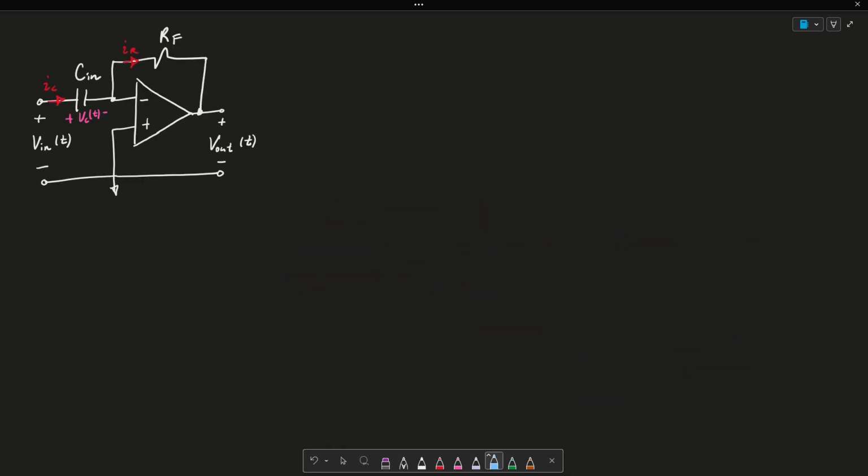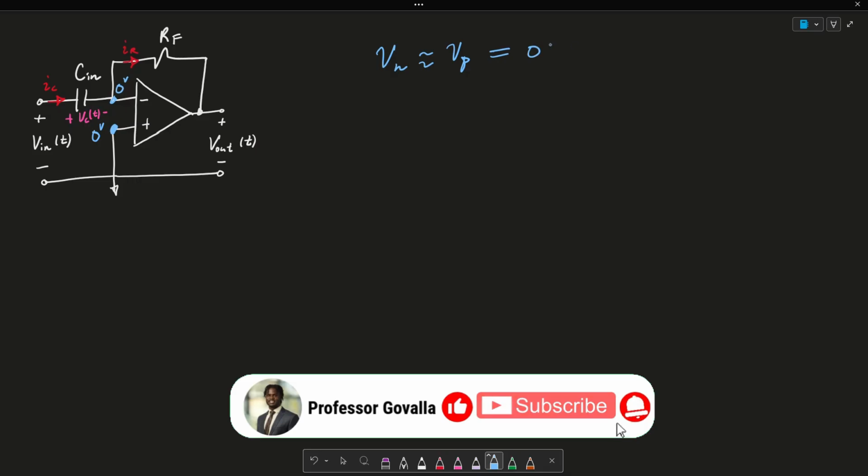In order to solve this, we want to notice a couple of things about an ideal op-amp. The first is that the voltage at the negative terminal is equal to the voltage at the positive terminal. In this case, the voltage at the positive terminal here is basically 0 volts, so this is also 0 volts. So this is equated to 0, and this is my equation 1.